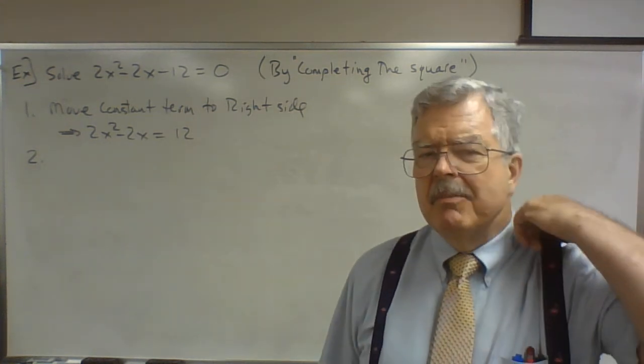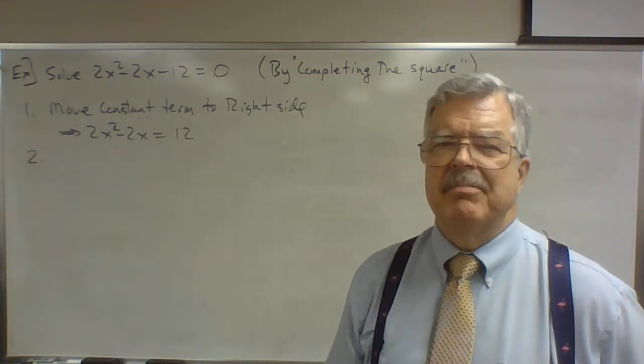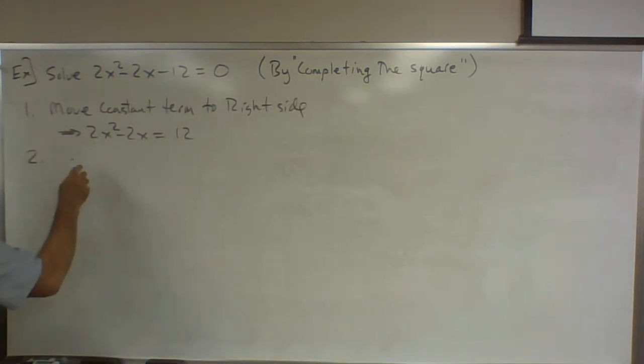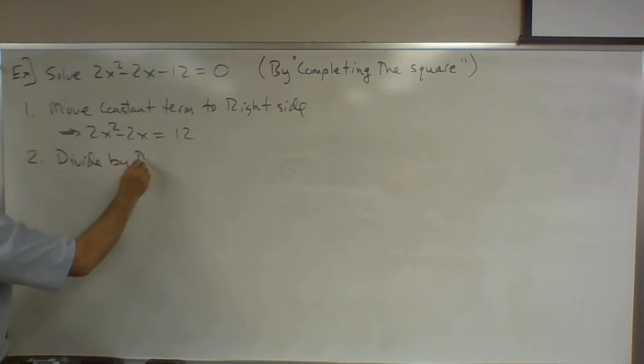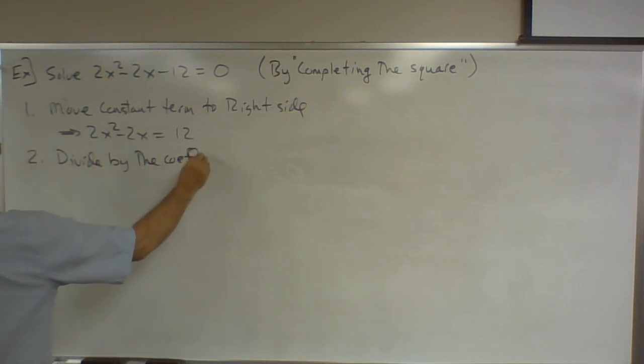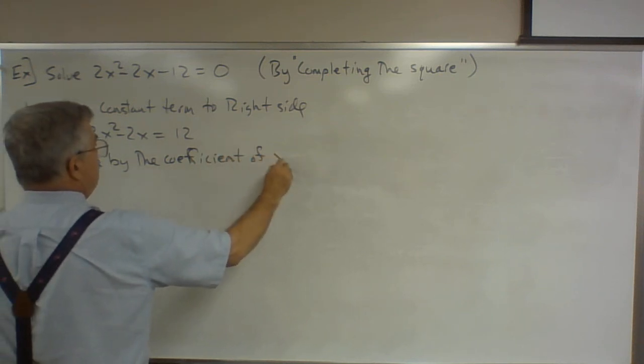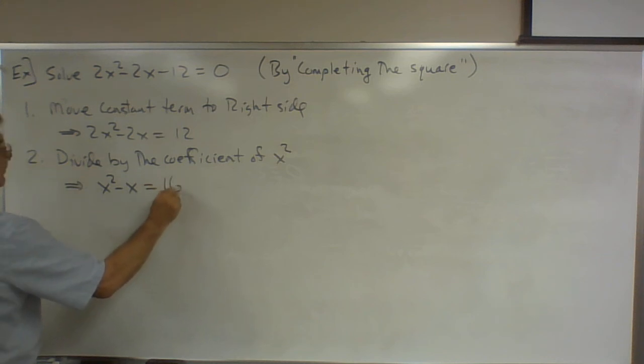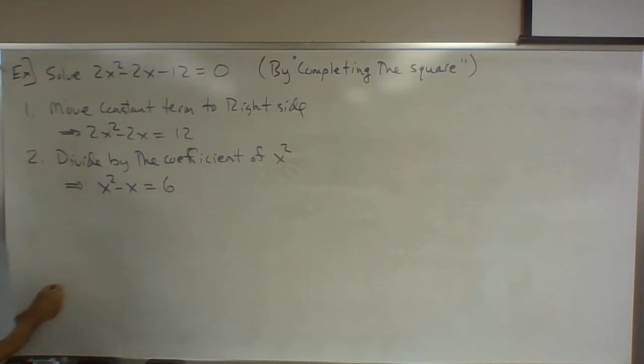Now the next term. Do you remember what the next term was? In the last example, I almost forgot to do it. Divide by the coefficient of x squared. Whoops. Okay.